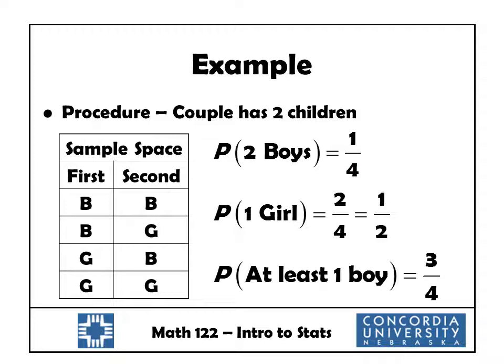The probability that I have at least one boy is 3/4. That's because in 3 of those outcomes I have at least one boy. In the first one I have 2 boys, which is at least 1. In the second one I have exactly 1. In the third one I have exactly 1. In the last one I don't have any boys.